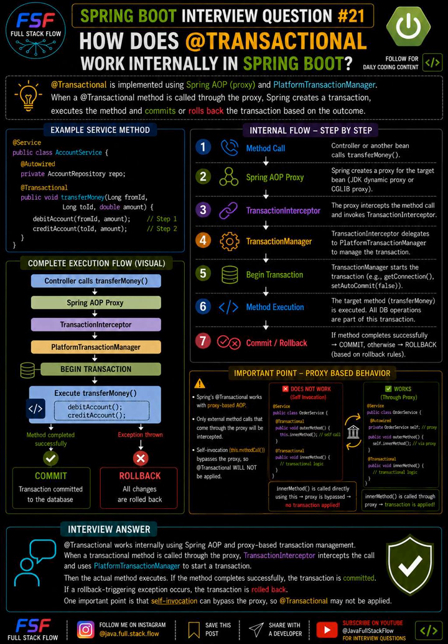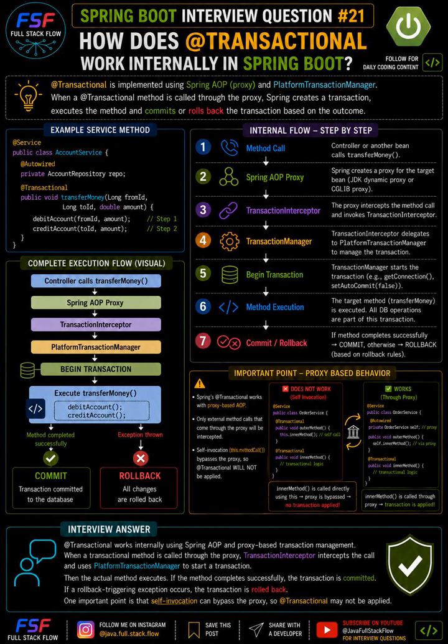Example, service method. Here we have a service class, AccountService. Inside this service class, we have our transferMoney method, and we have added the @Transactional annotation above the method. Inside the transferMoney method, we have two operations, debitAccount and creditAccount. So first we debit the amount from one account, then we credit that amount to another account. Now let's see what happens internally when somebody calls this method.